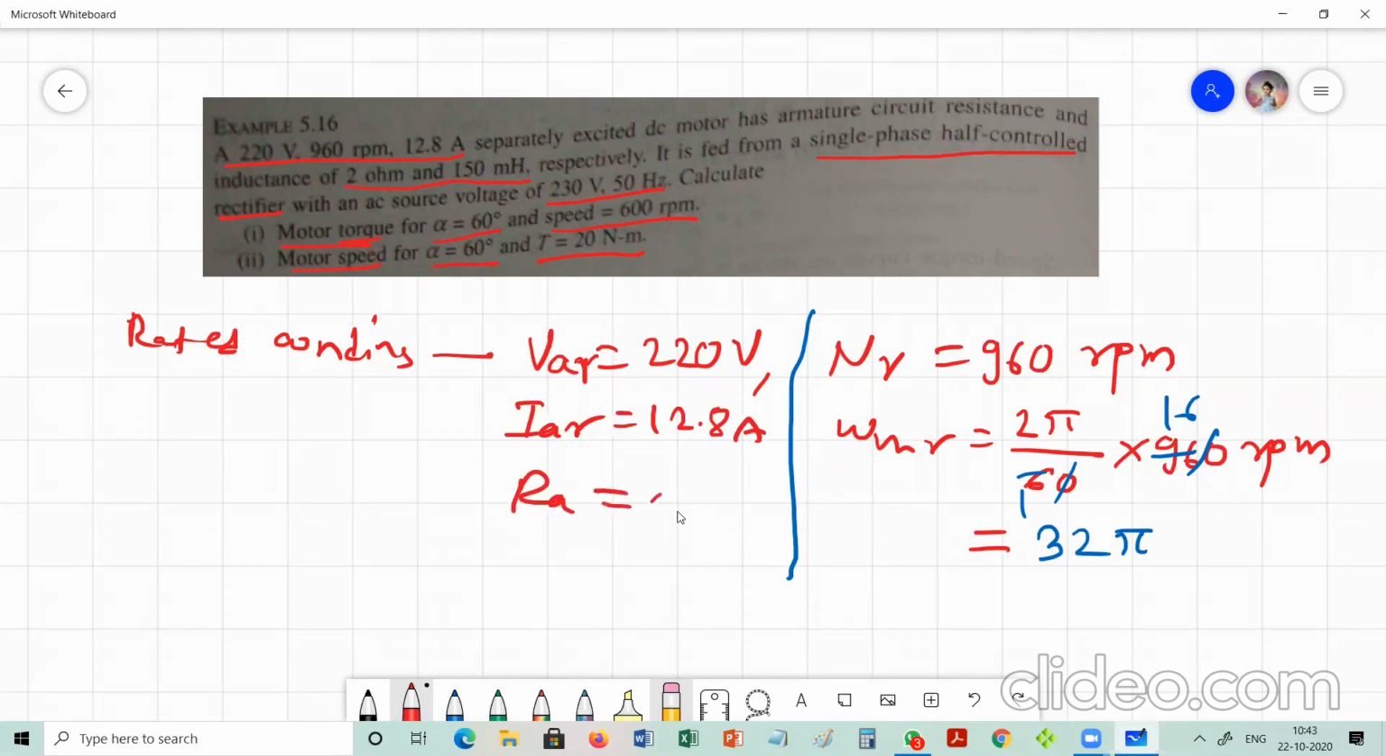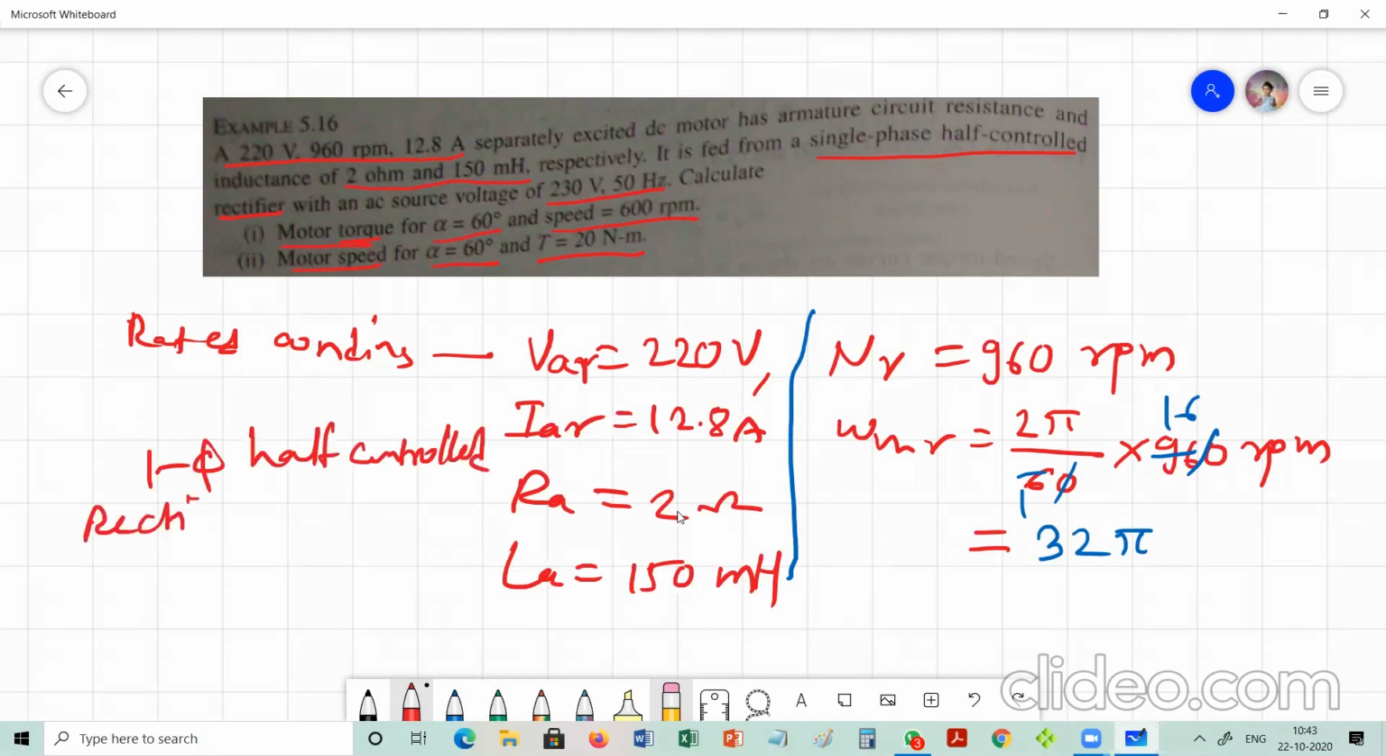Armature resistance RA is 2 ohm and inductance LA is equal to 150 millihenry. And the drive is a single phase half controlled rectifier fed DC separately excited motor. Now we will solve.